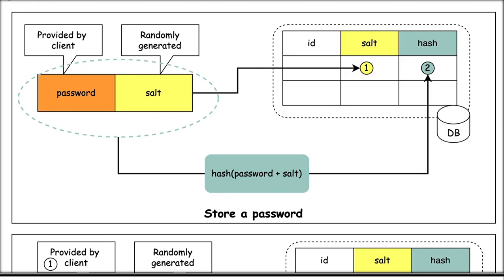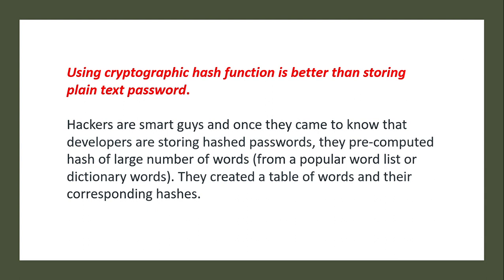The client or user provides the plain text password along with the salt, which can be randomly generated. It is hashed and stored in the database. So the hash data in the database is a combination of password plus salt. Using a cryptographic hash function is better than storing plain text passwords. But hackers are smart, and once they come to know the developers are storing hashed passwords, they pre-compute hashes for a large number of words from a popular word list or dictionary words. They create a table of words and their corresponding hashes.